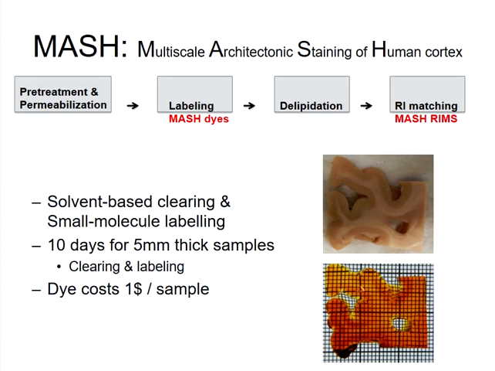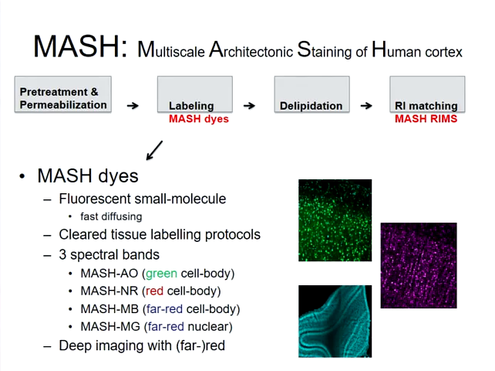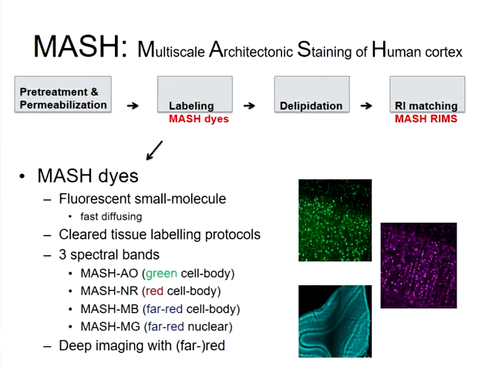And so you can contrast that with the relatively high cost that you get for antibodies. So there's two essential innovations that we developed here that make that possible: the dyes in the labeling step and the refractive index matching solution, or the RIM solution, in the matching step. So for the dyes, we came up with four fluorescent small molecule labels, and that they're small molecules means that they're fast diffusing, and you can actually get them very deeply into the tissue.